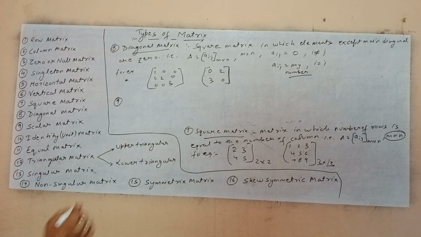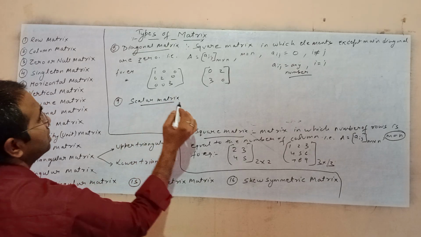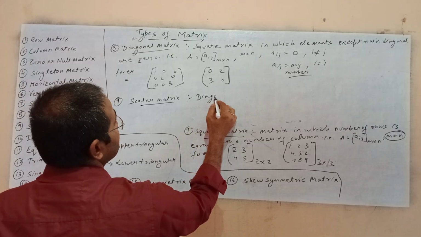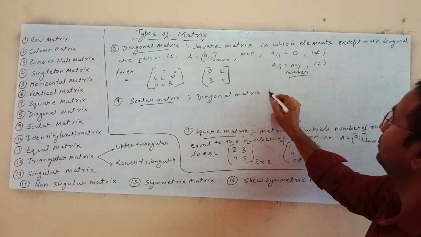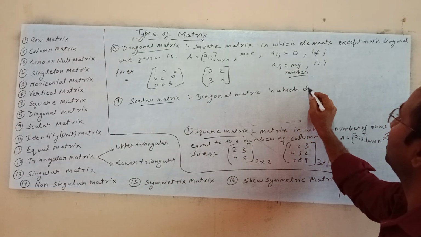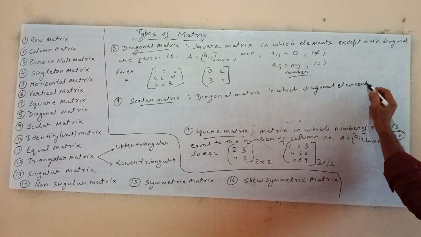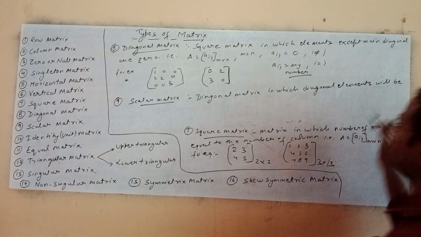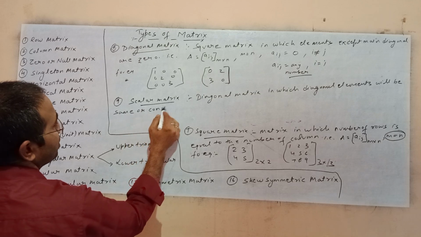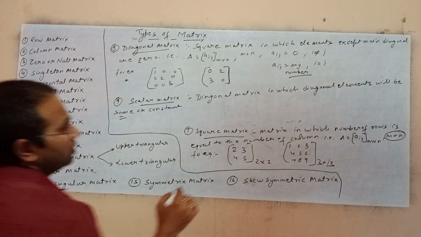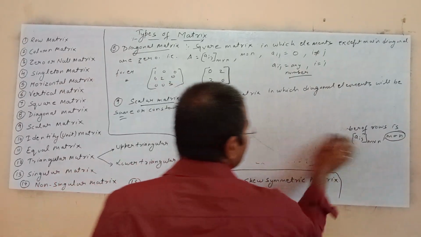Okay, so this is called a diagonal matrix. Now see the ninth one, the scalar matrix. Scalar matrix is a diagonal matrix in which the diagonal elements will be constant, the same. If the diagonal elements are the same, then the matrix is called a scalar matrix. Okay, so how will you define this?